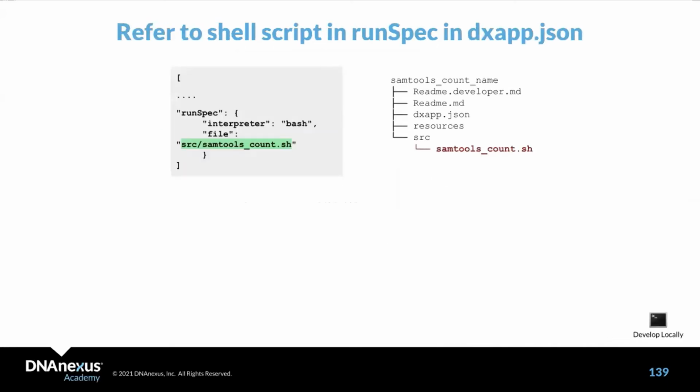Okay, so the script that we are having here, how does the applet know that it needs to run it? Because it's specified in our run specification, we see that the interpreter is bash, and here is the file path, which is src/samtools_count.